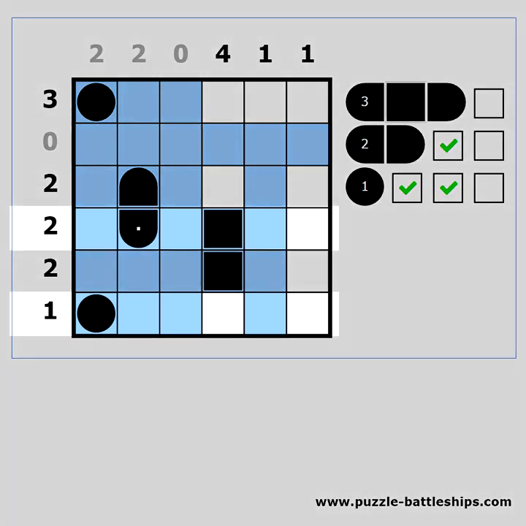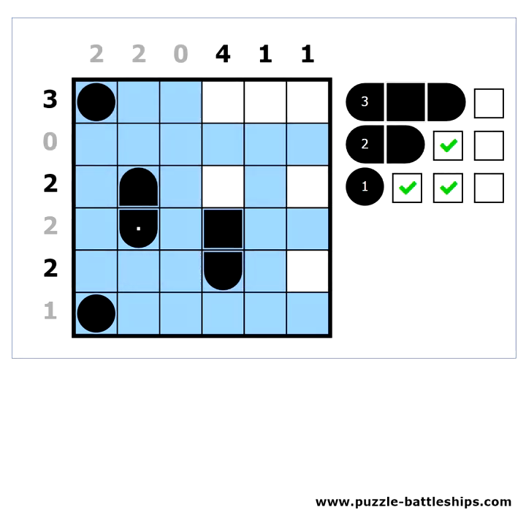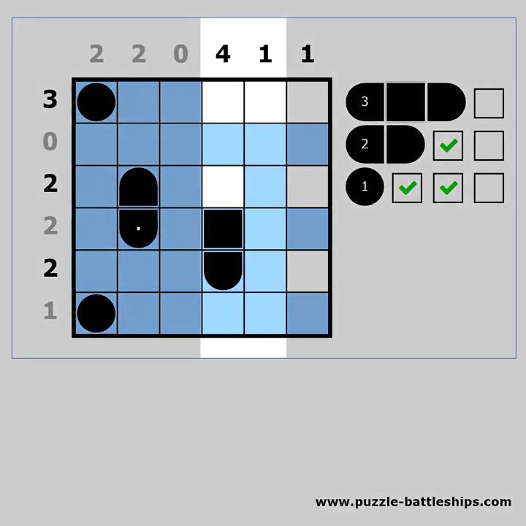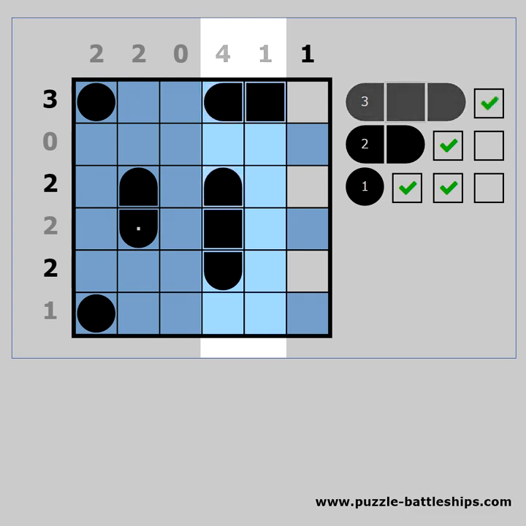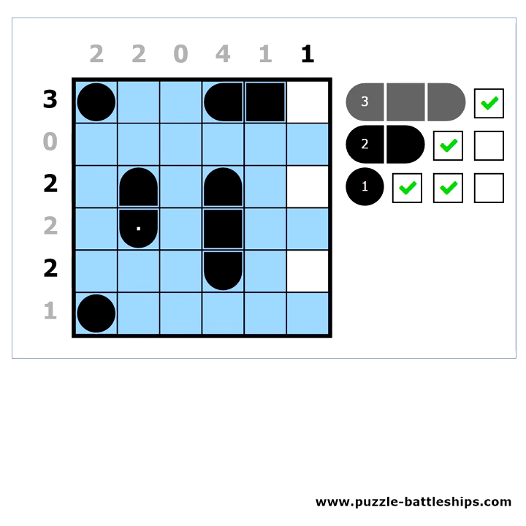These rows are already completed. And these two columns have just enough empty cells to be completed. We have found the three cells long ship already, and we need to find one more, which is two cells long. It is obviously this one, so we can surround it with water.